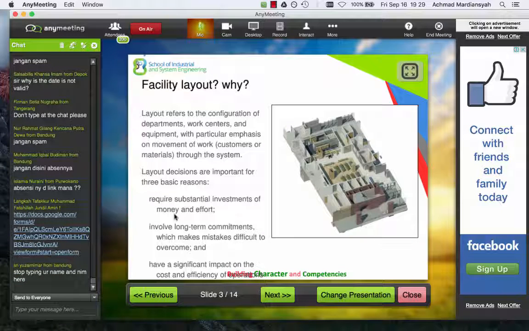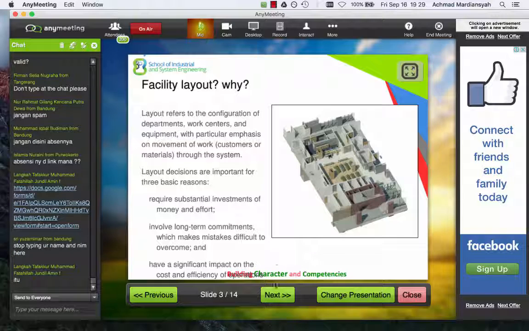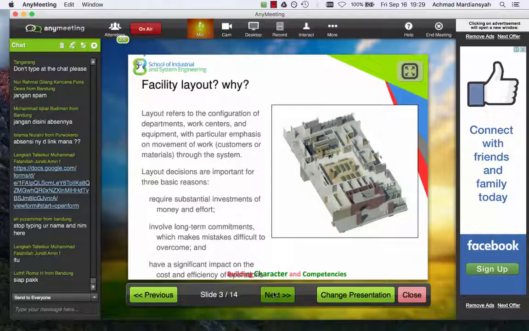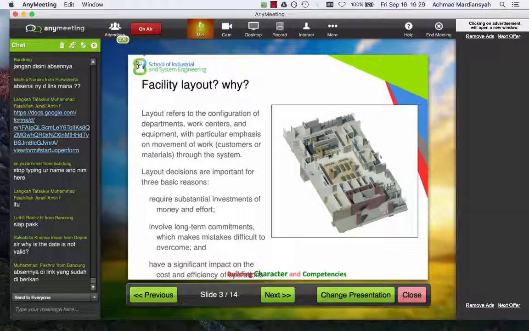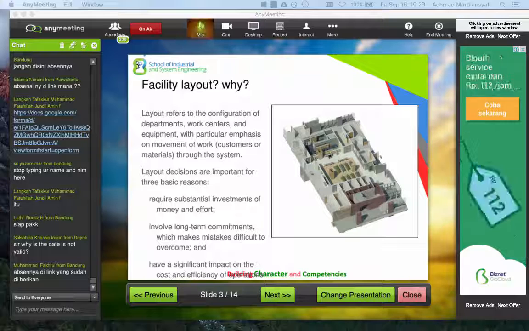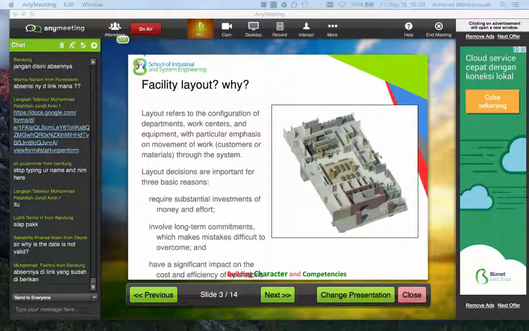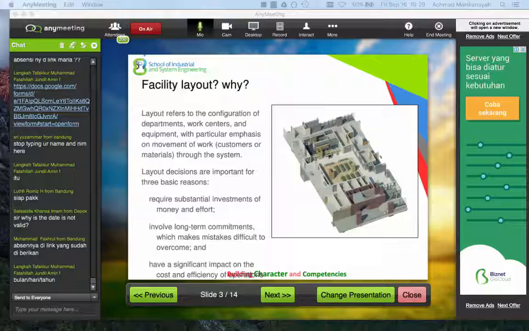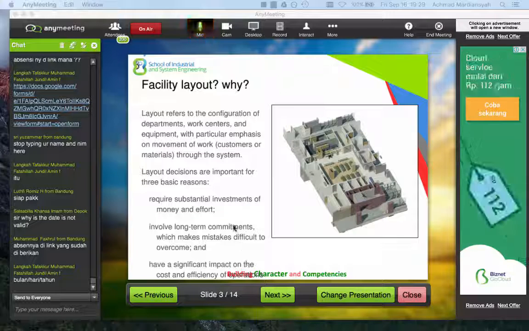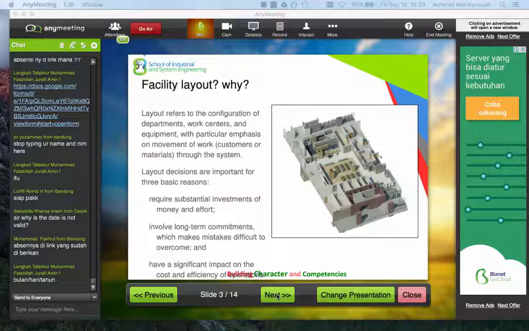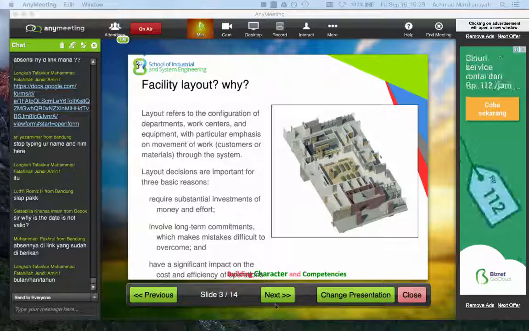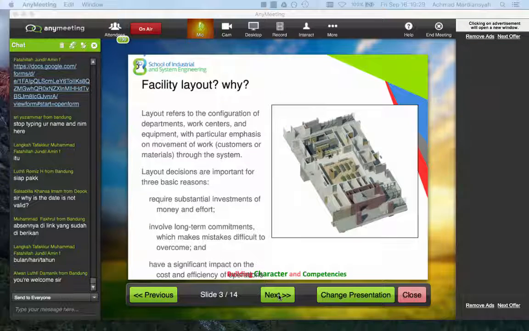You can imagine if you are a lecturer, lots of your friends are typing here, even though I already told them again and again, several times. You can count it. Why is the date not valid? What do you mean not valid? You can type the date there. Oh, thank you very much. Bulan, hari, tahun. Thank you very much. Oh, you have a long name here.